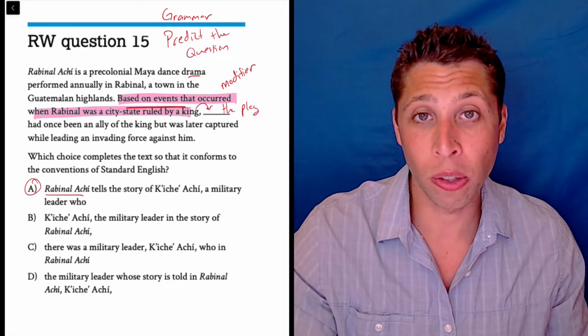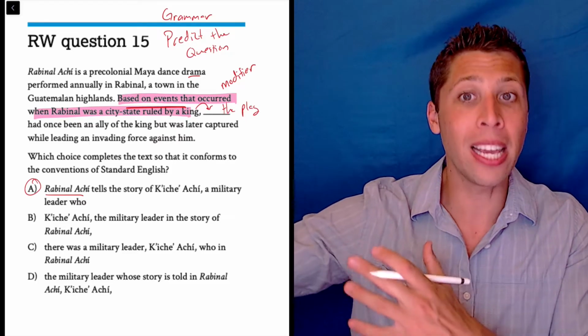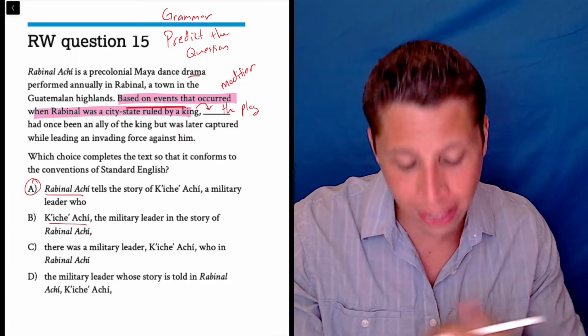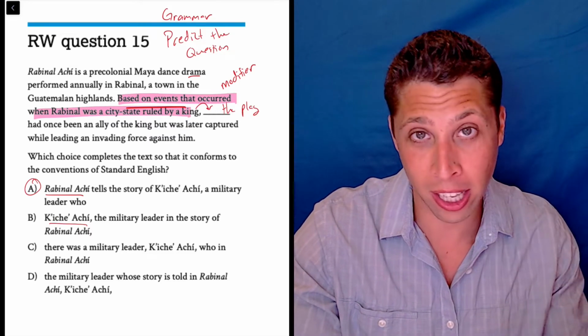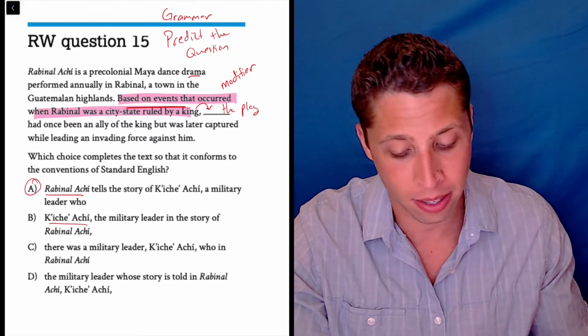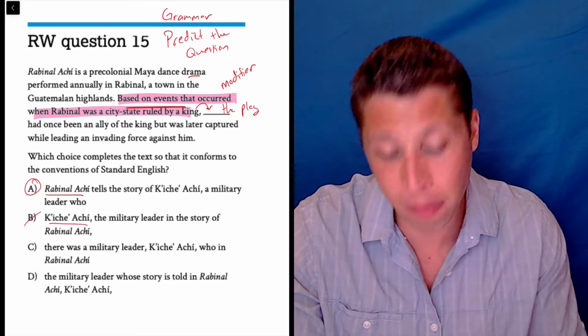Now, if we look at the other choices, we can see we start to break that flow and that connection between this descriptive clause at the beginning and the thing it's trying to describe. In choice B, it sounds like the guy, Kichi Achi, is the thing that we're talking about. He's not based on events that occurred. He is the event, I guess. So that doesn't make sense.